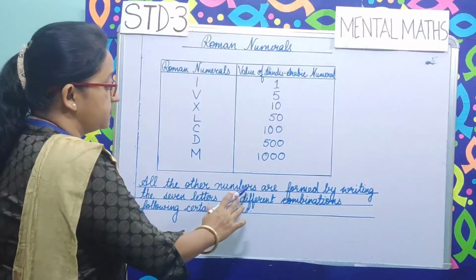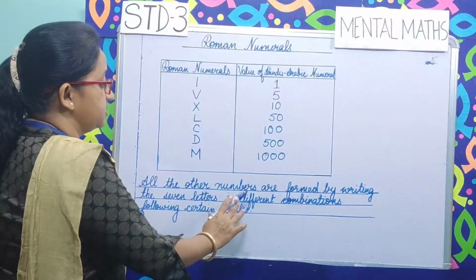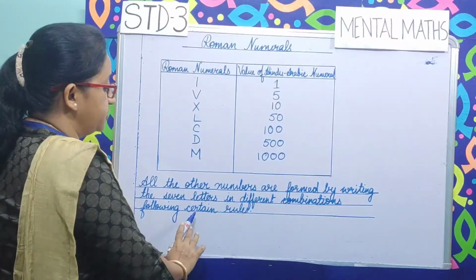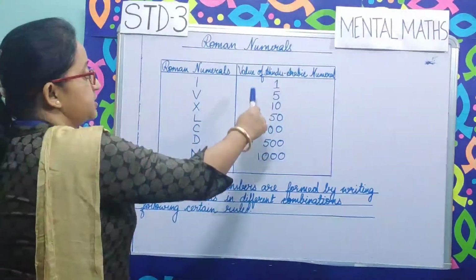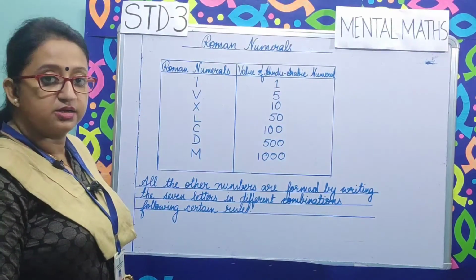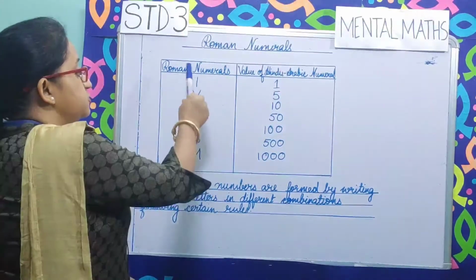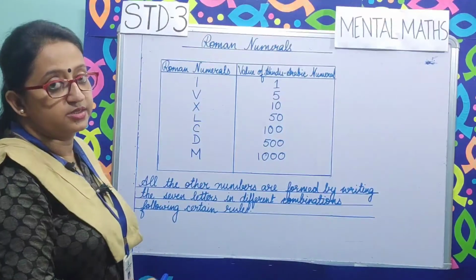All the other numbers are formed by writing these 7 letters in different combinations following certain rules. So, accepting these, all the other numbers that we write in Roman numerals, we will use these particular symbols and write the numbers.